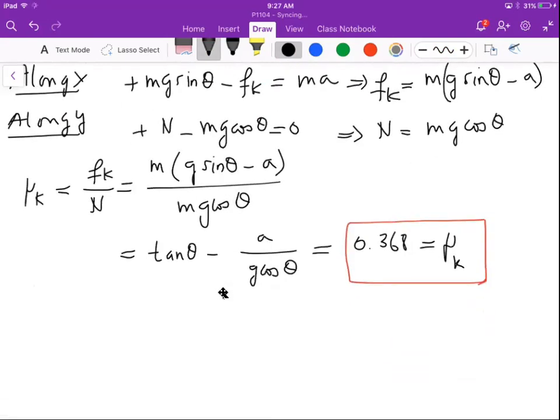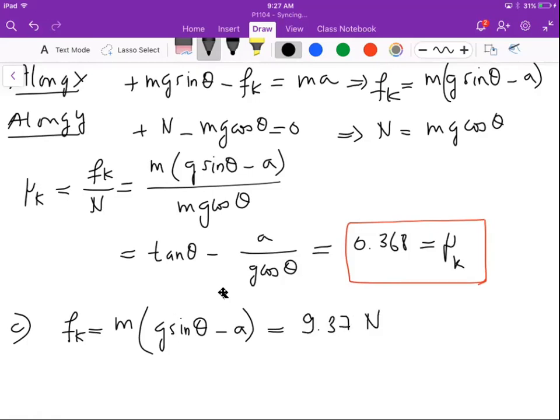Okay, this is for part B, we found mu k. For part C we want to find fk. I think now fk is quite obvious how we can calculate it. So fk is given by m factor g sine theta minus a. The a we found in the first part. The m, the sine, theta and g we have. So we get the value. You just have to make the numerical application, and you end up with 9.37 Newton.